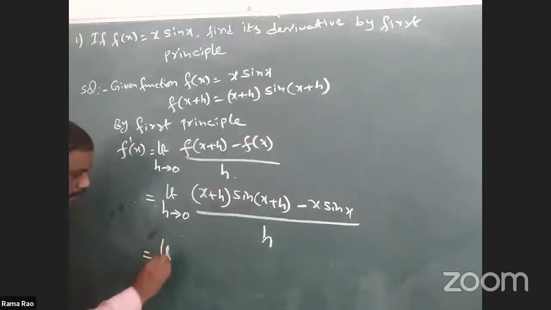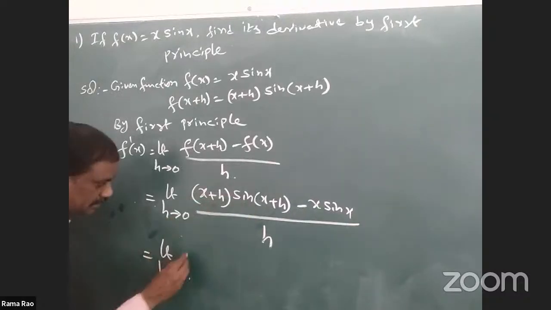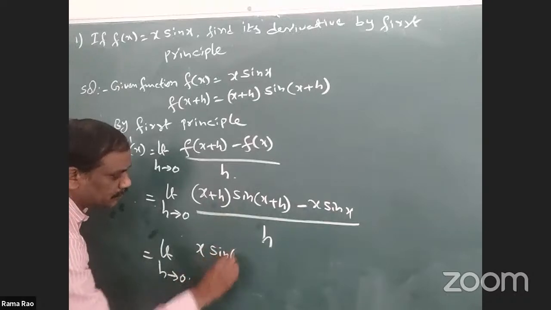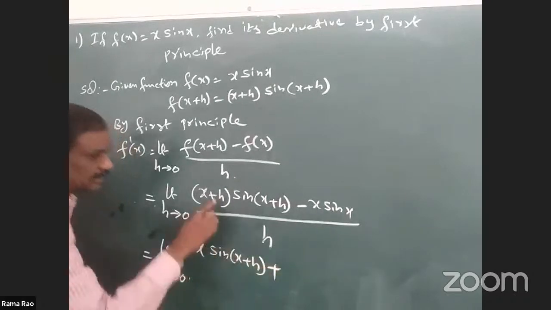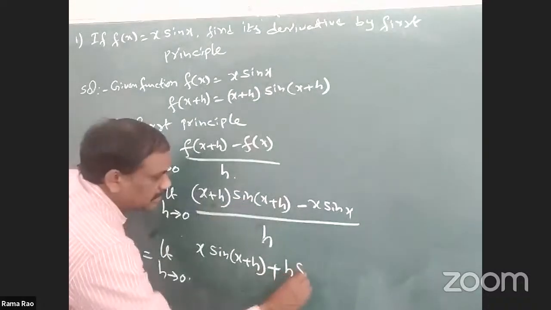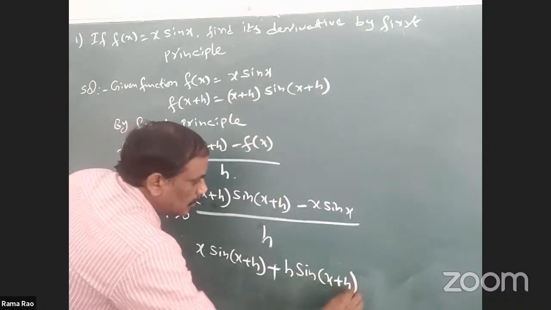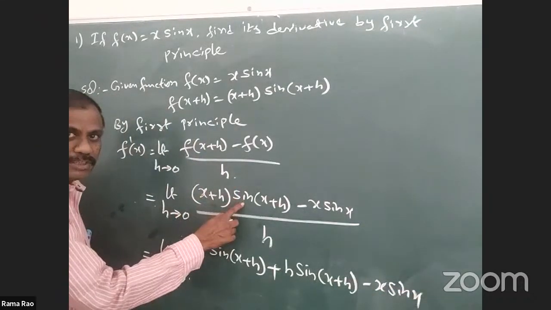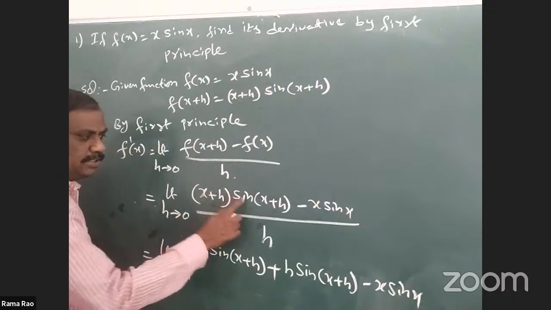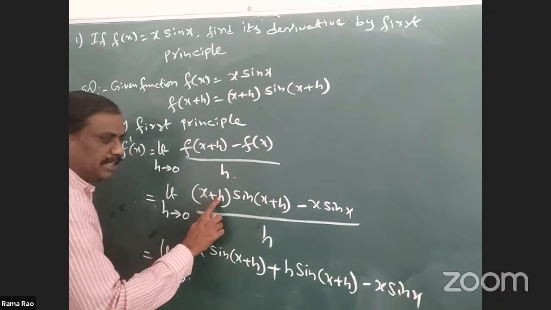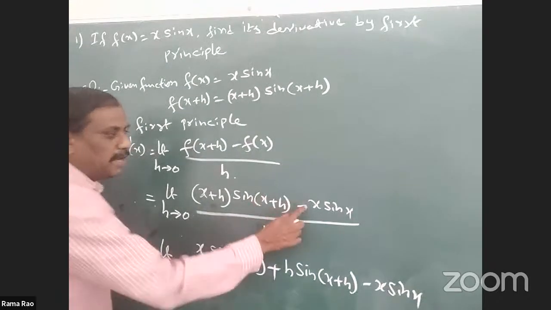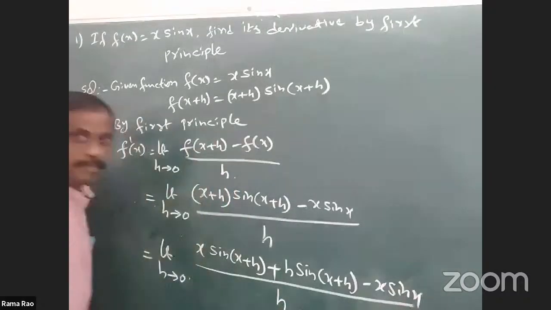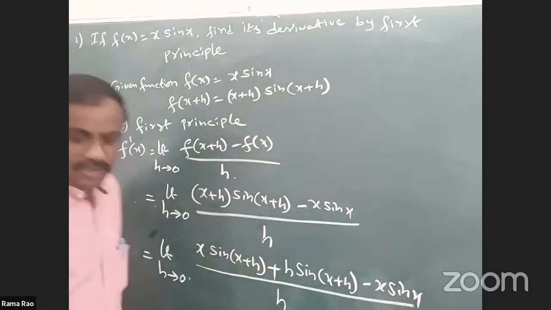Now you can multiply with x plus h. Limit h tends to 0, x into sin of x plus h plus h into sin of x plus h minus x sin x. Am I clear? x into sin of x plus h plus h into sin of x plus h minus x sin x, by h.